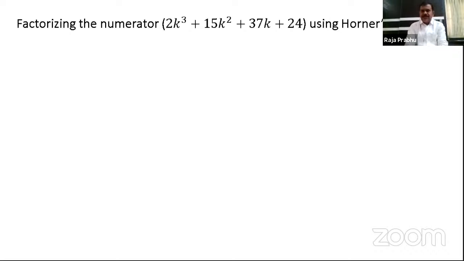Children, I hope you learnt different methods in your 10th standard to factorize any second degree, third degree, fourth degree polynomials. Here it is a third degree polynomial in terms of k. So how to factorize a third degree polynomial? According to your 10th standard, there is a specific method known as Horner's method, or you can follow the ordinary division method also. But I want to continue with Horner's method. How to factorize it?